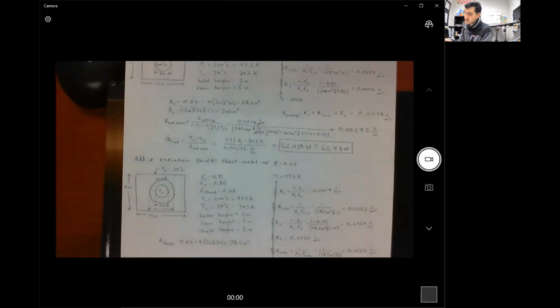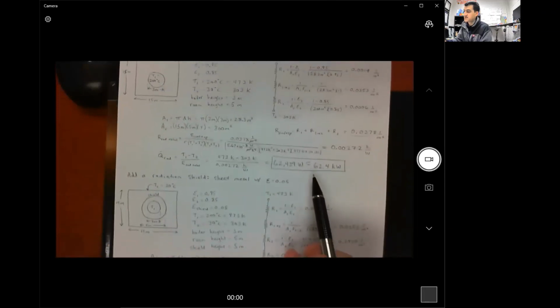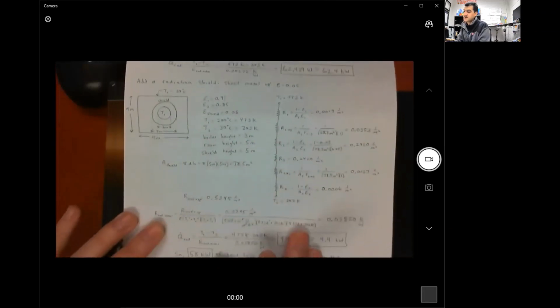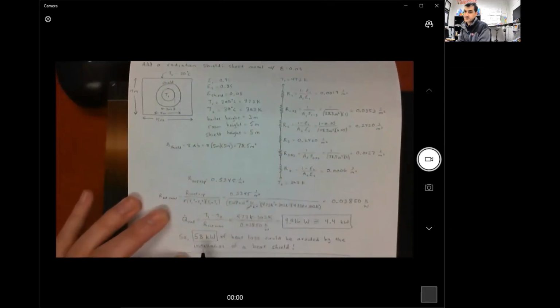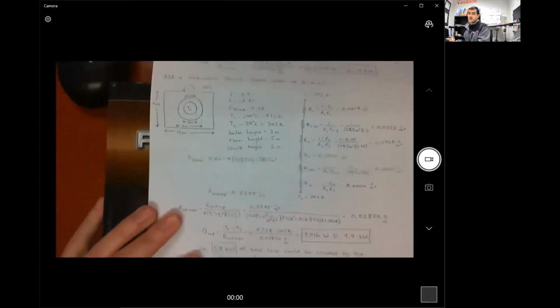So the last part is what's the difference between these two? Well, just subtract 4.4 kilowatts from 62.4 kilowatts, and you get a difference of 58 kilowatts. So you're avoiding 58 kilowatts of heat loss just by adding that heat shield around the boiler.